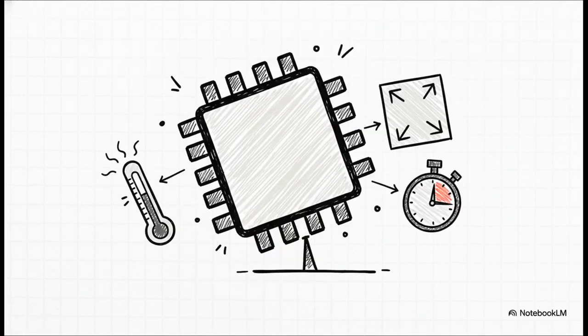And it's not just about the sheer number of parts. Engineers are in this constant battle with physics itself. They have to manage all the heat so the chip doesn't literally melt. They have to shrink it down to fit into these tiny, tiny spaces. And of course, they've got to push its speed to the absolute limit. It is an incredibly delicate balancing act.